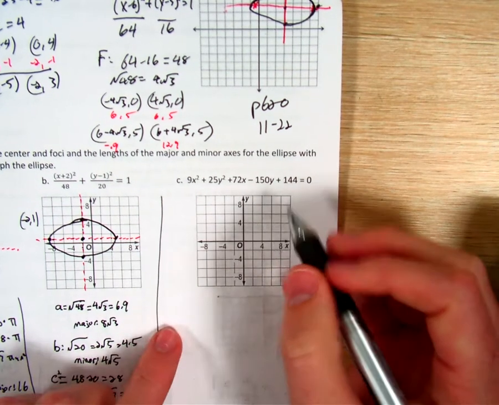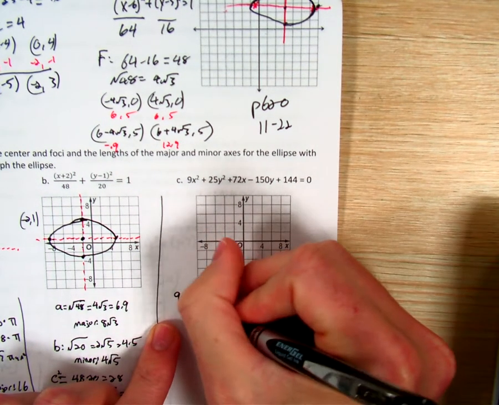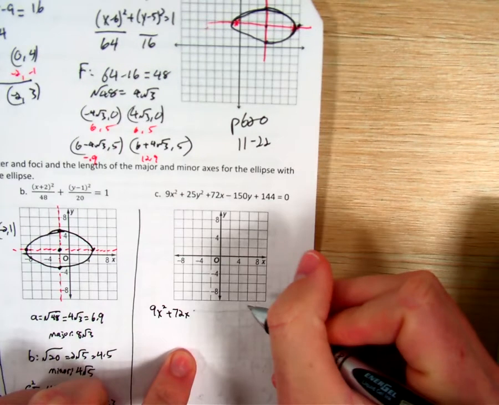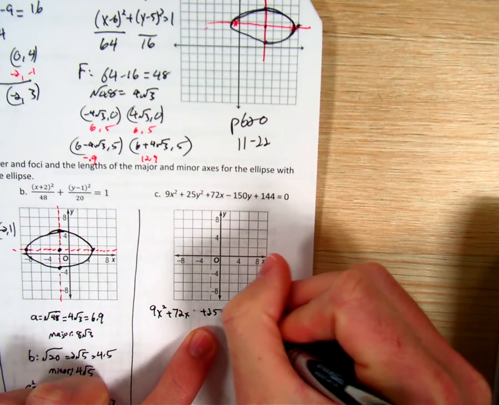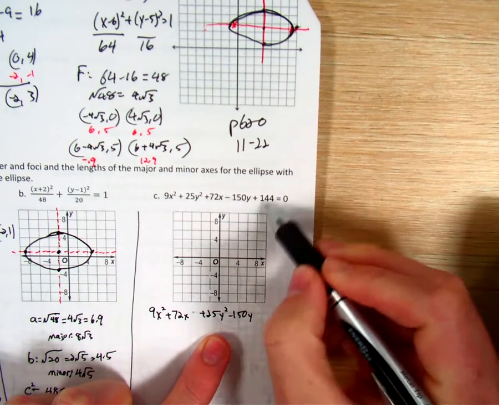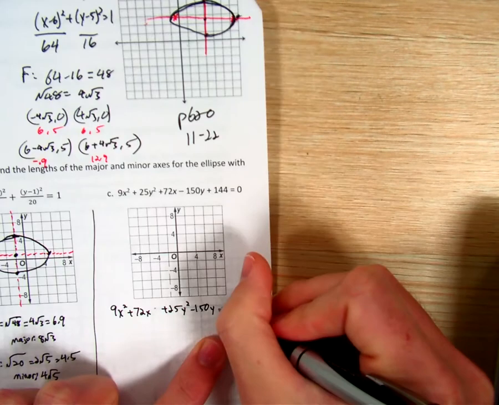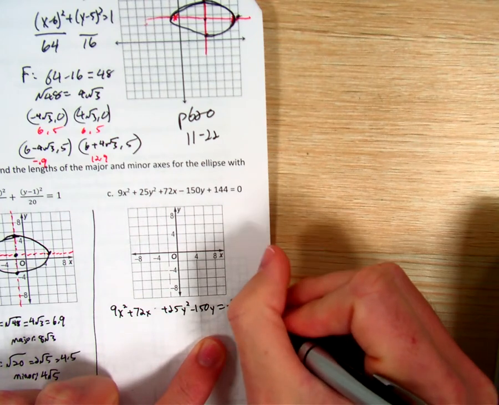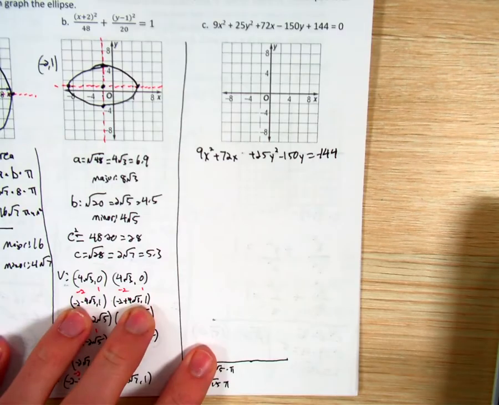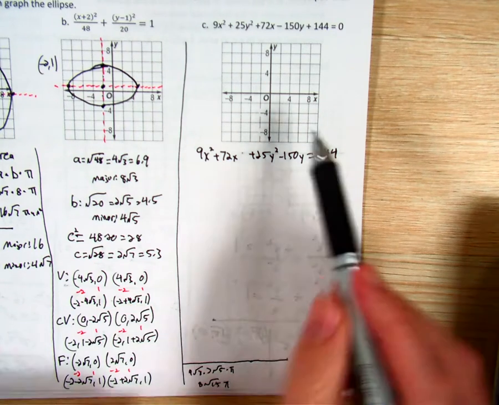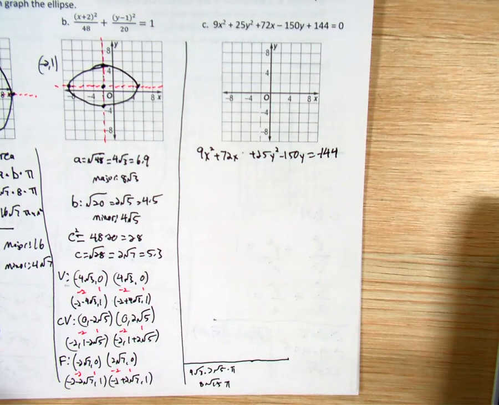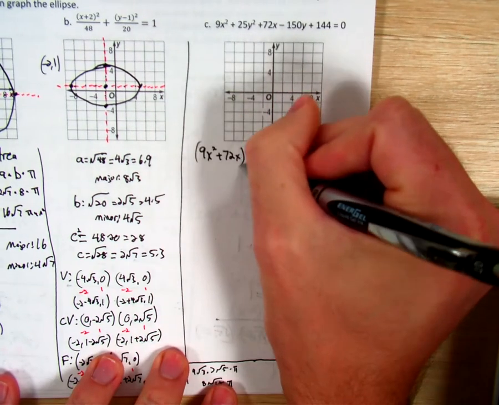You want to get your x's together, and you want to get your y's together. And we're going to kick that 144 to the other side. We're going to minus 144 from both sides, so that's going to be a negative 144 over there. Alright, you got your x's together, your y's together, we kick the numbers over to the right. Okay, put parentheses around there, we're going to complete the square.